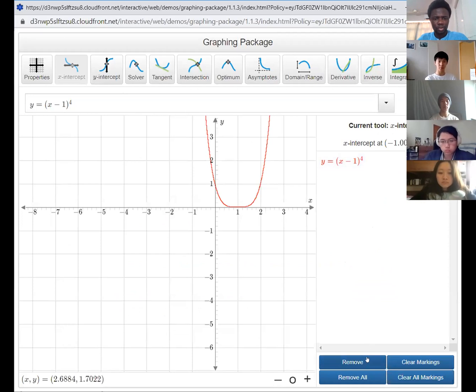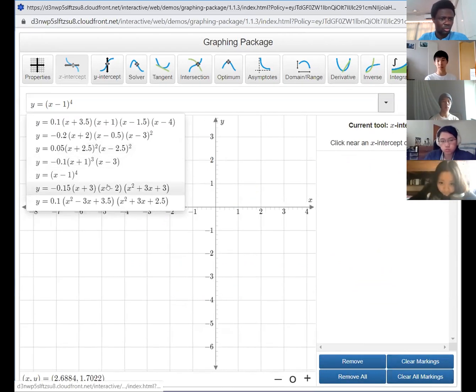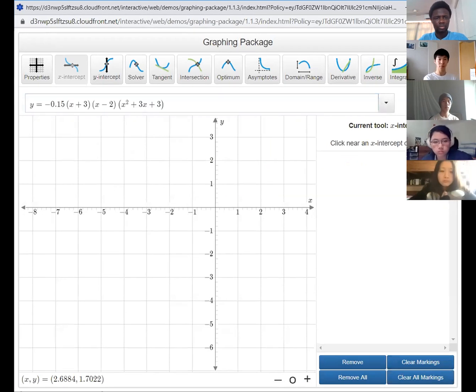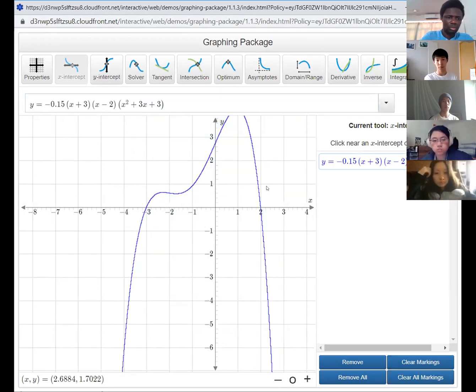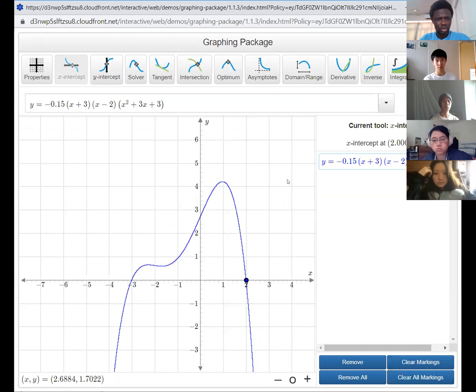So let's remove this one and insert the next one. Remove all. Okay, so this one. You will notice we have those 2 linear factors that determine its crosses. This makes sure it doesn't touch it. Okay, it makes sure it doesn't touch it. We had that also in the cubic function, isn't it?